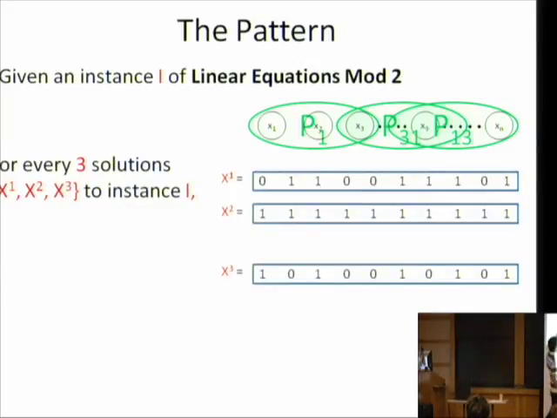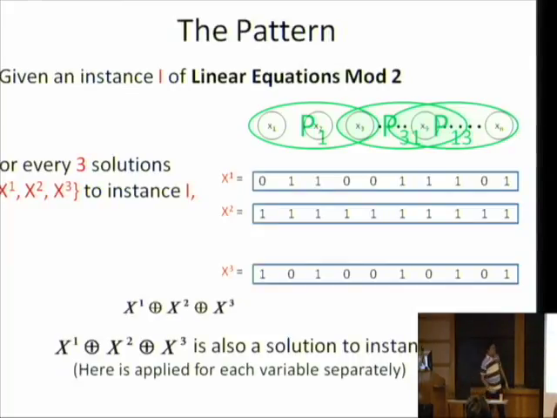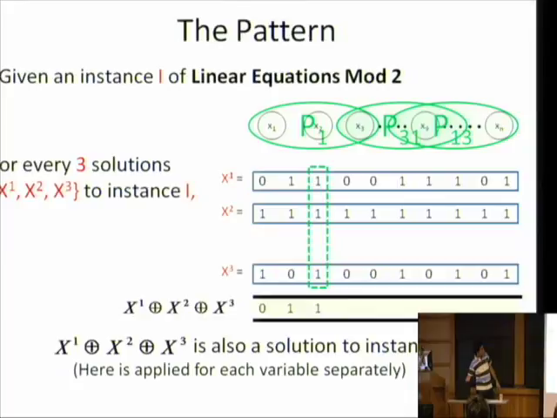Let's say you're given an instance of linear equations, and you're given 3 assignments to this system, and all 3 assignments are perfectly satisfiable. They satisfy all the equations in your linear system. Then you can actually add these solutions column by column. Just add the three solutions together. The vector you get is also a solution to the same system. Here I'm using the fact that I'm working over F2, and if you add 3 solutions, you get a new solution to the same system.